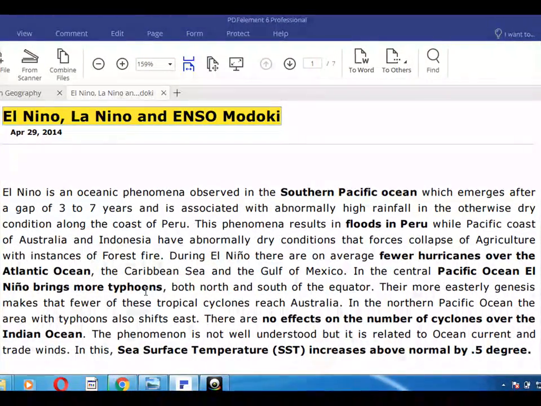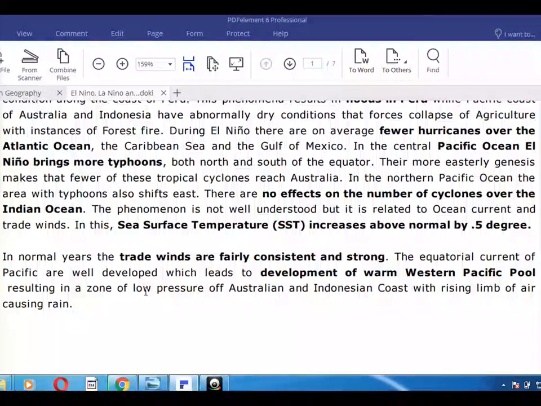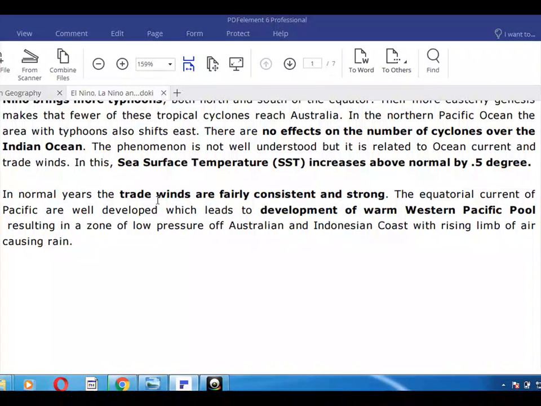The phenomenon is not well understood, but it is related to oceanic currents and trade winds. Sea surface temperatures increase above normal by 0.5 degrees. In normal years, the trade winds are fairly consistent and strong, and the equatorial currents in the Pacific are well developed, which leads to the development of a warm Western Pacific pool, resulting in a zone of low pressure off the Australian and Indonesian coast, with the rising limb of air causing rain.